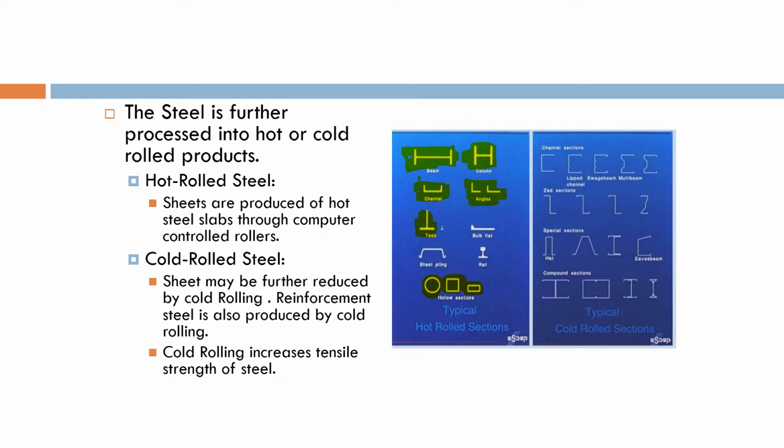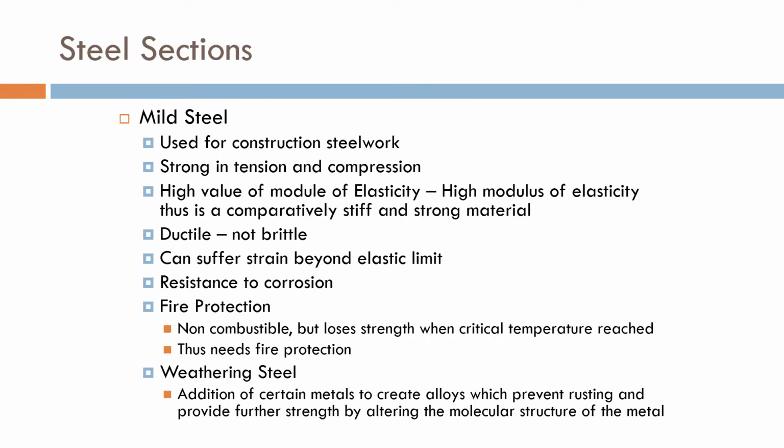So as you can read here as well, cold rolled steel is better in tensile strength than hot rolled steel. Then let's come down to the thing which we use in construction, that is mild steel. It is used for construction steel work. It is strong in tension and compression. So both the things are sorted here.